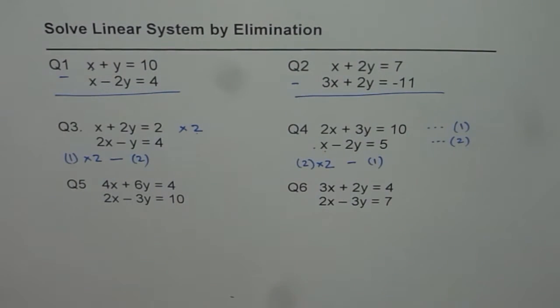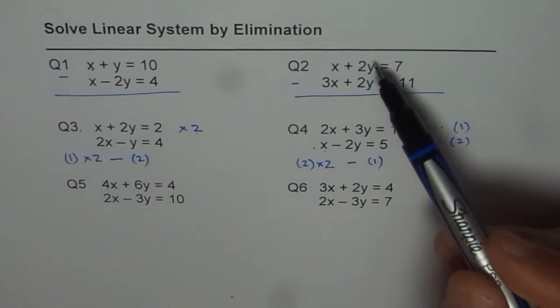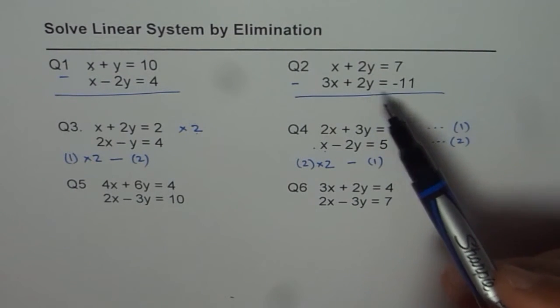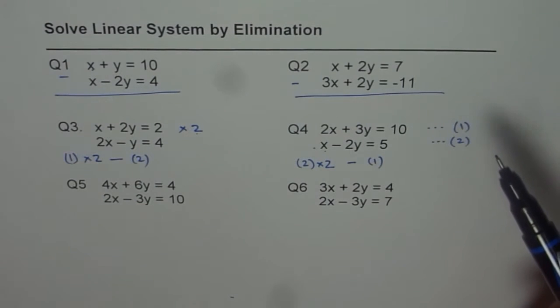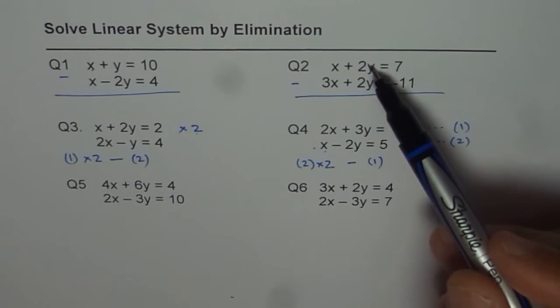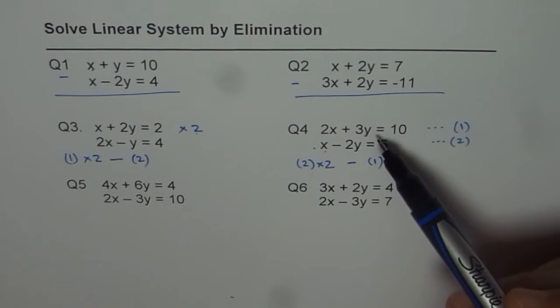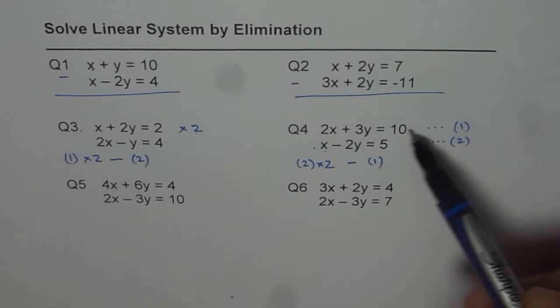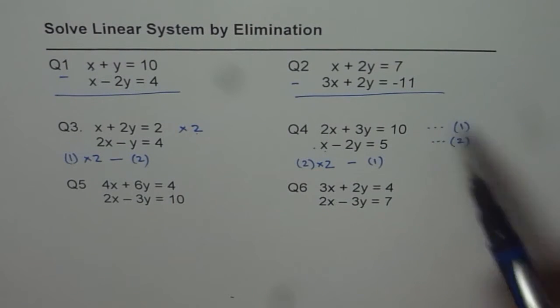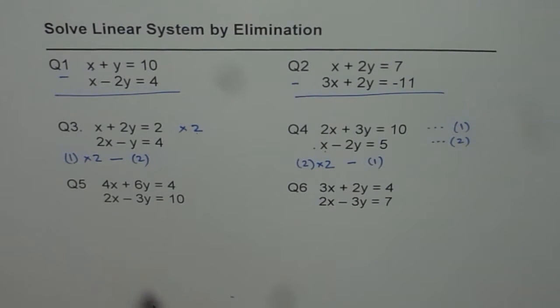So as you have seen, sometimes given equations will have same coefficients. You can directly take away one equation from the other, eliminating the variable. But if the coefficients are not same, we have to make them same. That we can do by multiplying the whole equation by a number, as we did in question 3 and 4. Let's look into question 5.